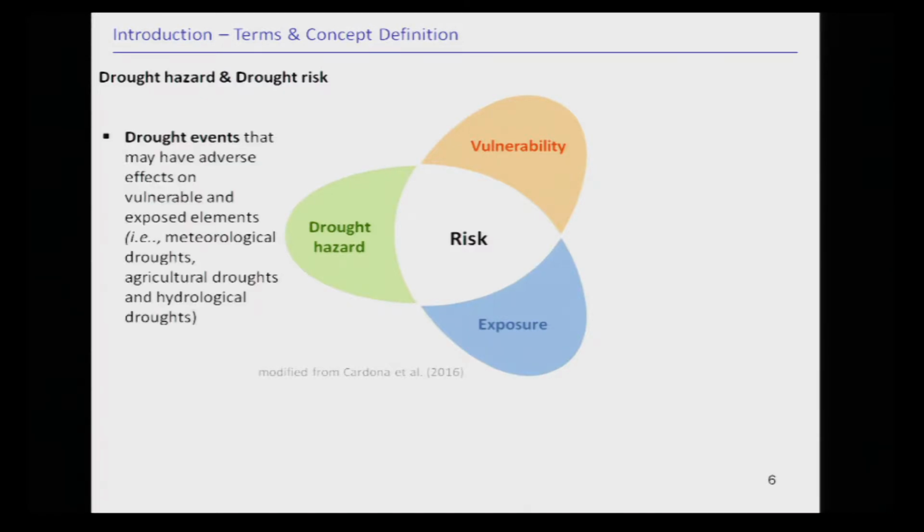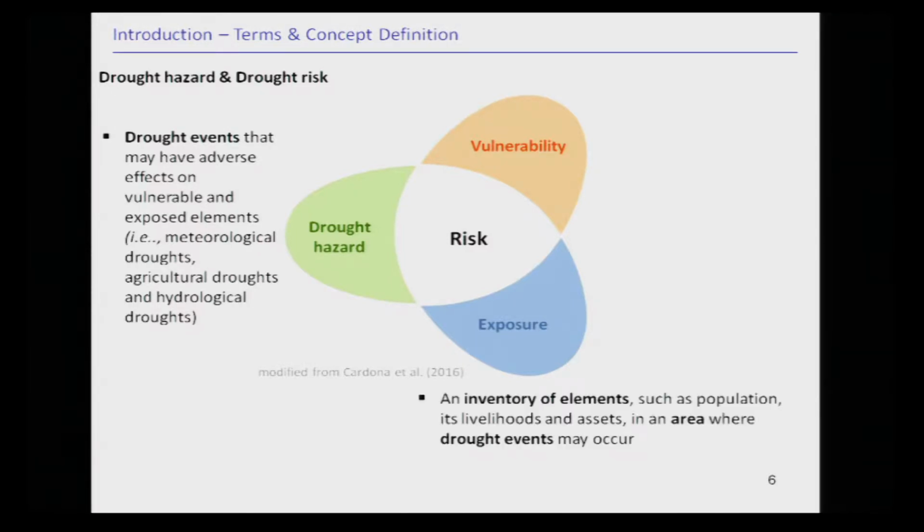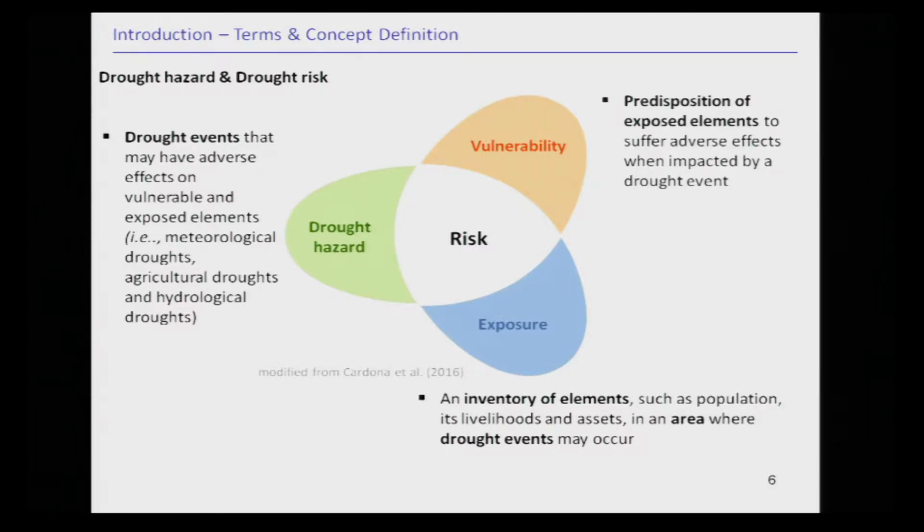Drought hazard, the first one, is usually defined as drought events that may have adverse effects on vulnerable and exposed elements, such as meteorological droughts, agricultural droughts, and hydrological droughts. At the same time, exposure is basically an inventory of elements such as population, its livelihood, and assets in an area where drought events may occur, while vulnerability is defined as a predisposition of exposed elements to suffer adverse effects when impacted by a drought event. And so risk constitutes these three elements: drought hazard, exposure, and vulnerability.